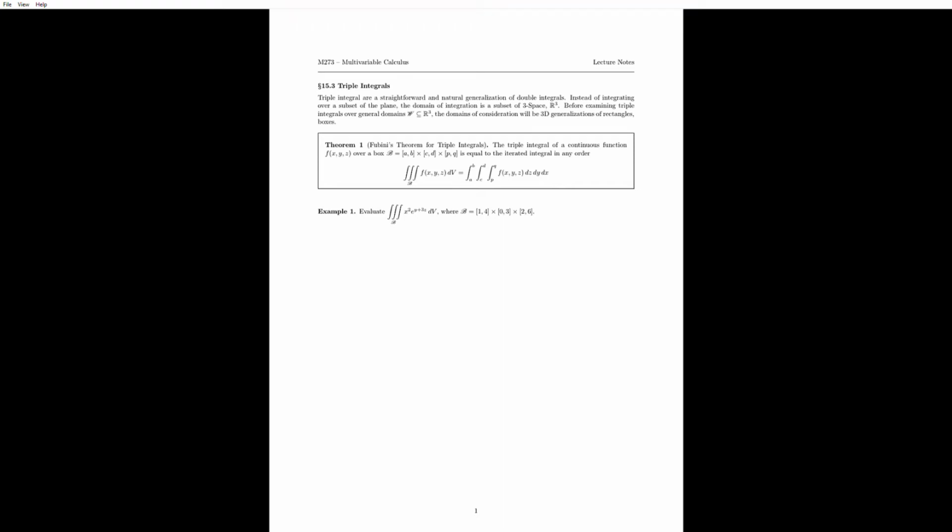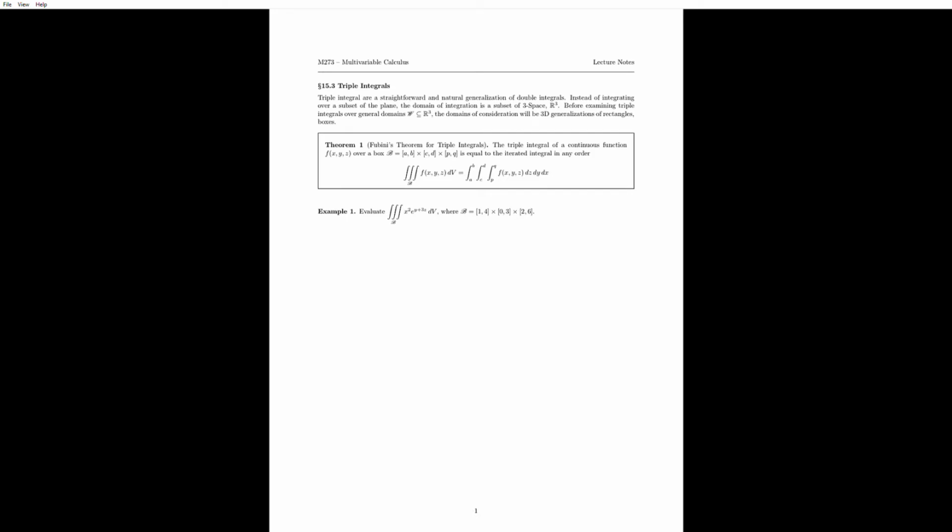All right, the next section is 15.3, triple integrals. In this section, we're basically extending what we already know about double integrals and taking it that extra step, as is usually the case in math. So the first thing we're going to do is revisit Fubini's theorem.